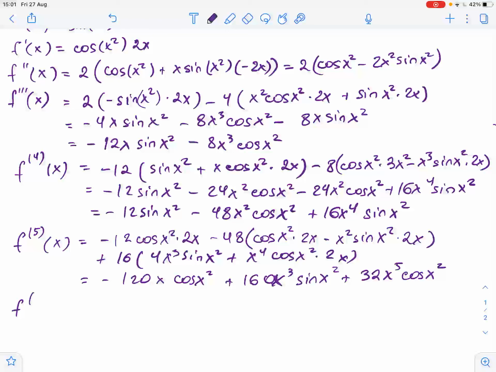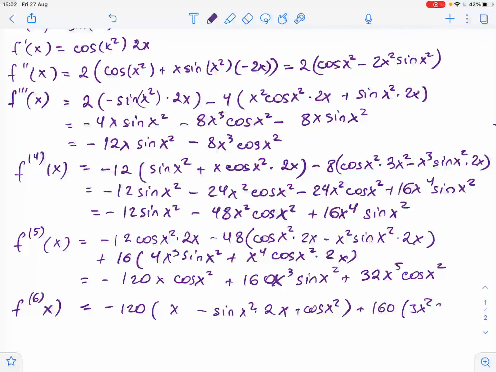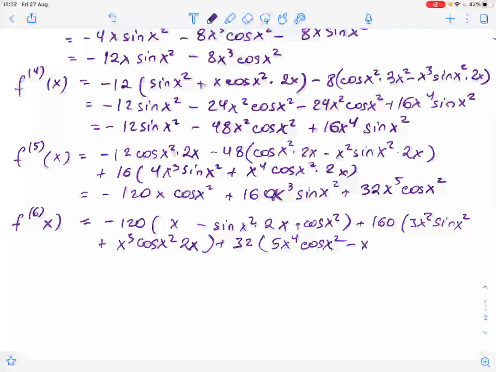Well, and finally the sixth order derivative of f of x equals negative 120 times x times negative sine of x squared times 2x plus cosine of x squared, plus 160 times 3x squared times sine of x squared plus x cubed times cosine of x squared times 2x, plus 32 times 5 times x to the fourth power times cosine of x squared minus x to the fifth power times sine of x squared times 2x.